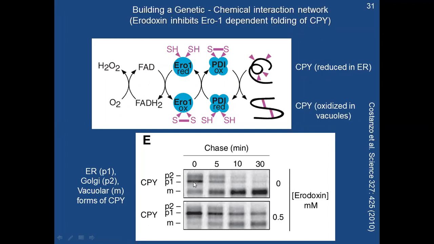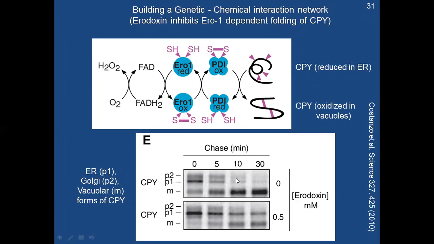Now, why is the Golgi version larger than the ER version of CPY? That's my first question. Anyone to answer that? What happens in the Golgi, which doesn't happen in the ER? Modifications. Right, and which type of modifications? Glycosylation. That's right. So therefore, this is a glycosylated protein. And therefore, if you wait in this pulse chase experiment, it becomes over time maybe more glycosylated.